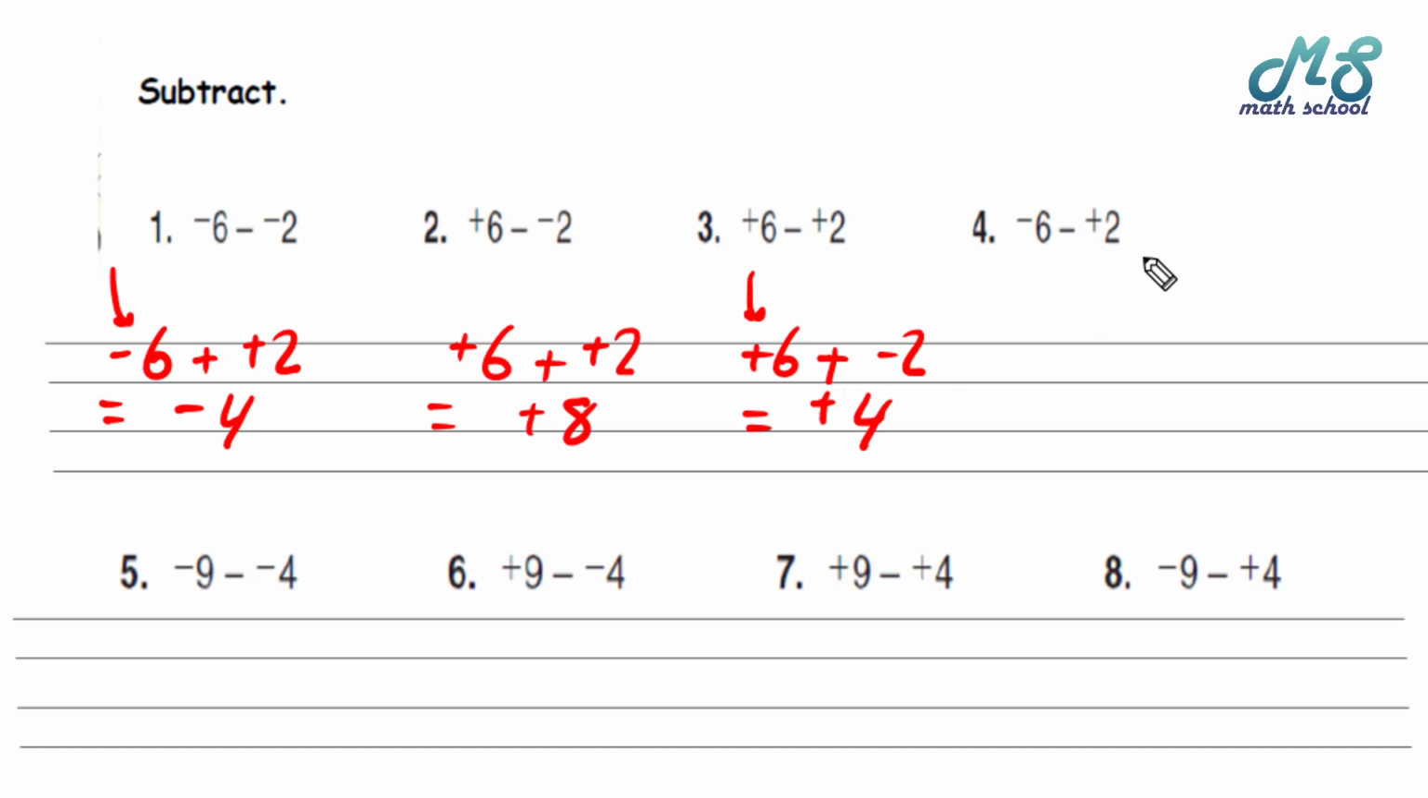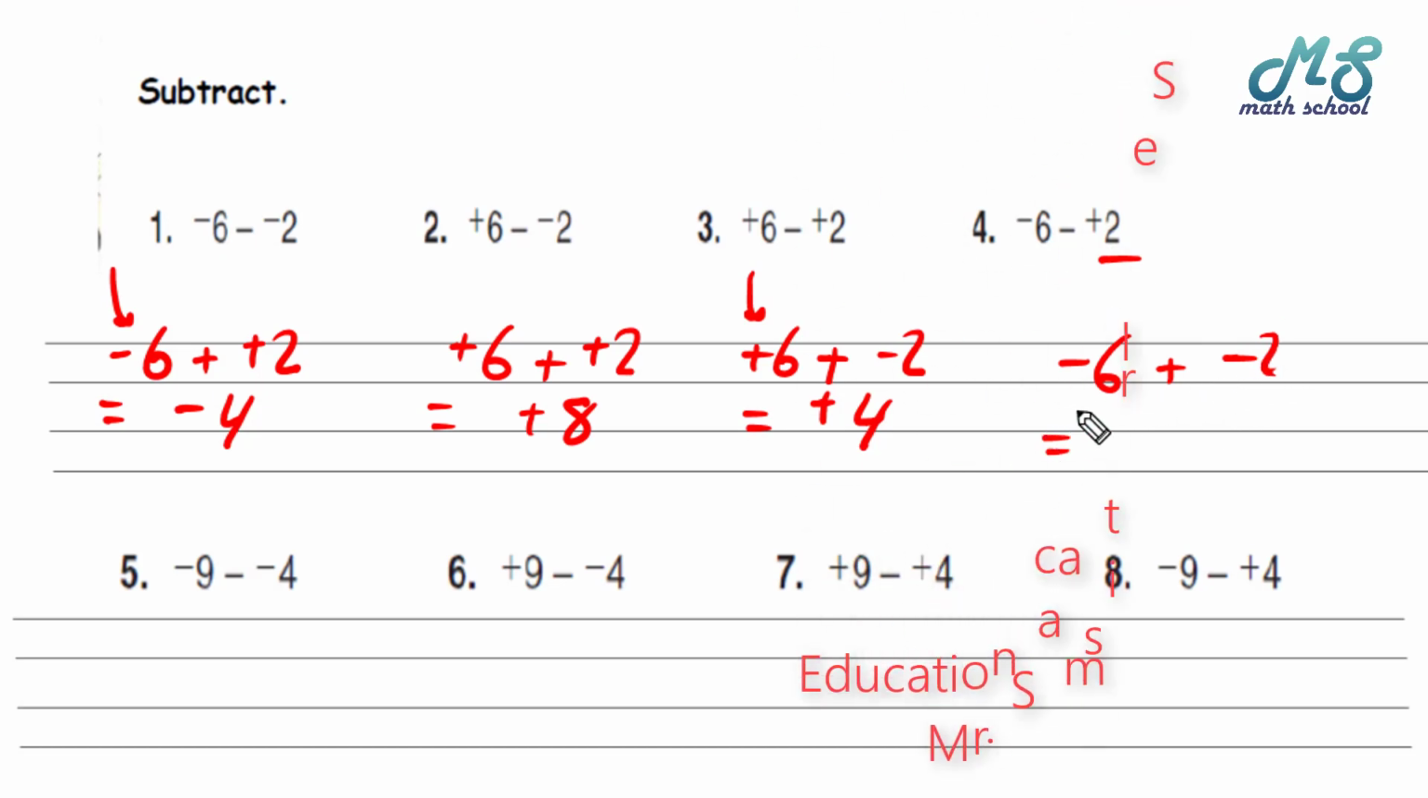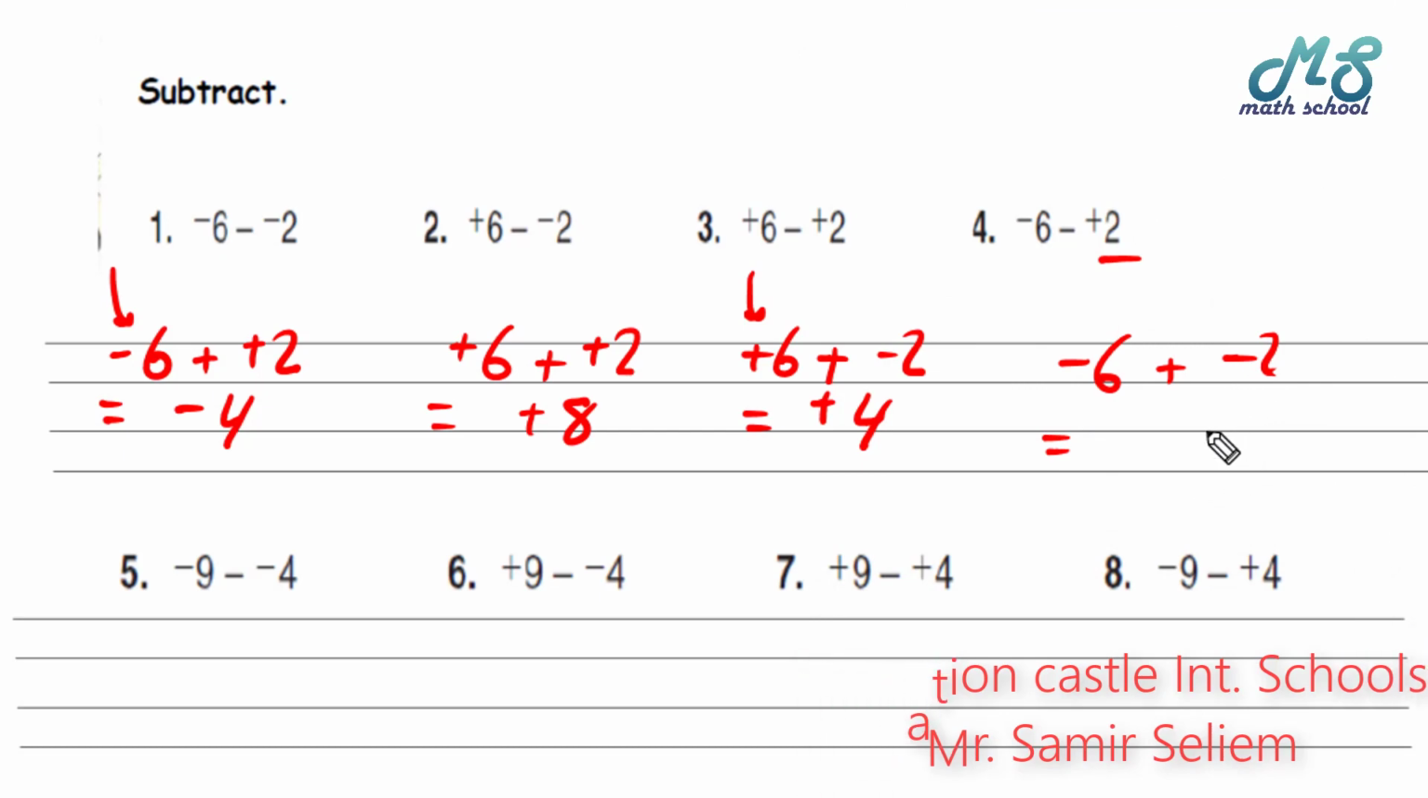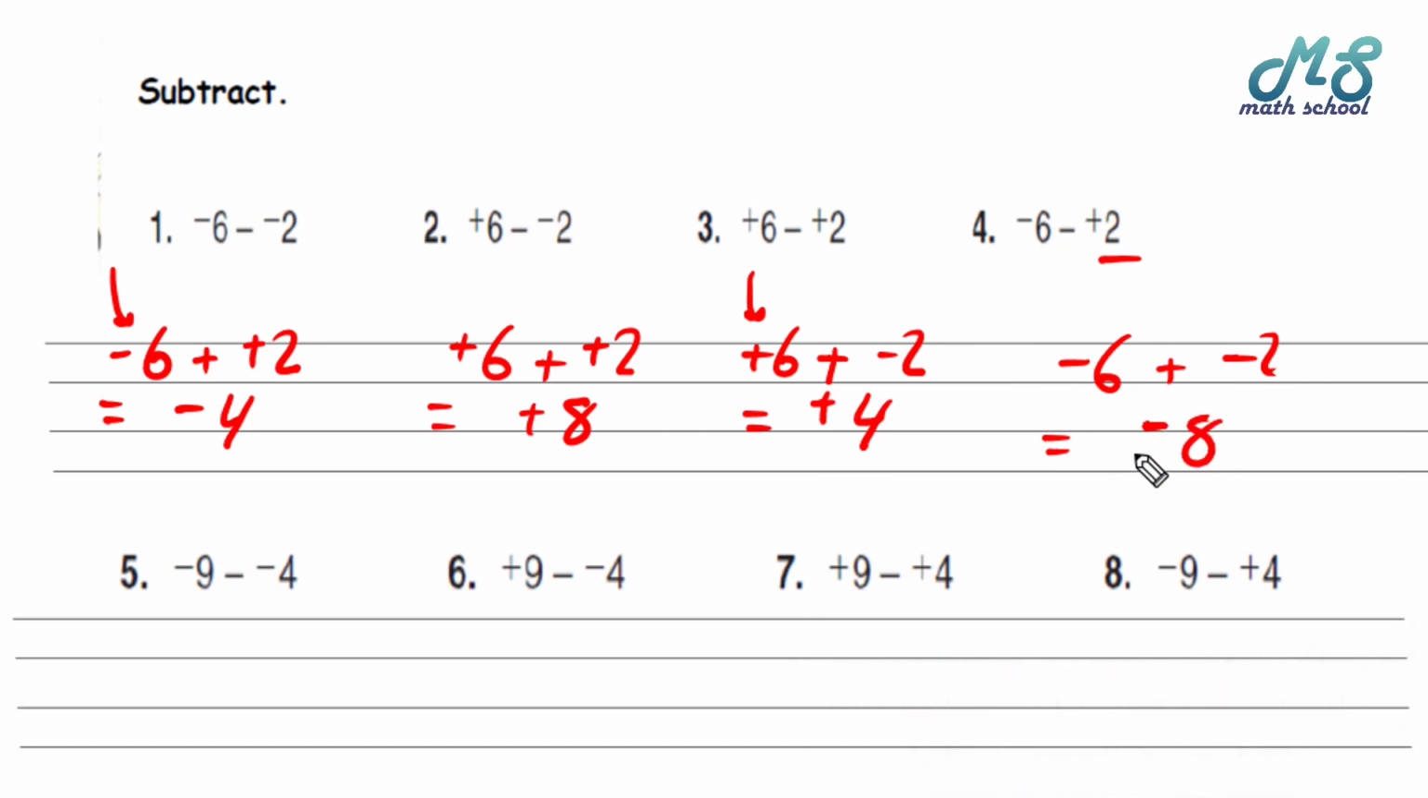Negative 6 minus positive 2. Write the first as it is, it will be negative 6. Plus the opposite of the second, it will be negative 2. Now, add the two integers with the same sign. 6 plus 2 equals what? Yes, equals 8. And put the same sign, we get negative 8.